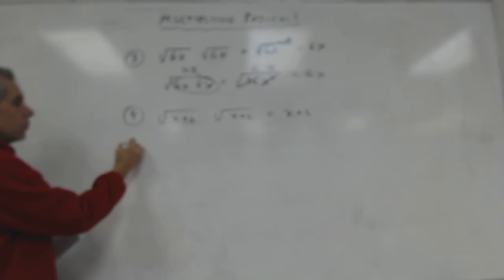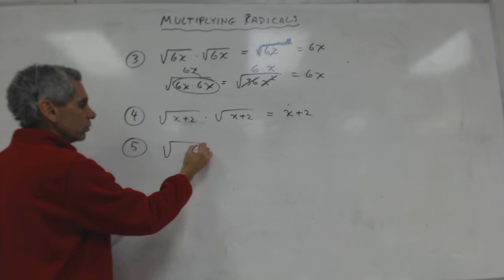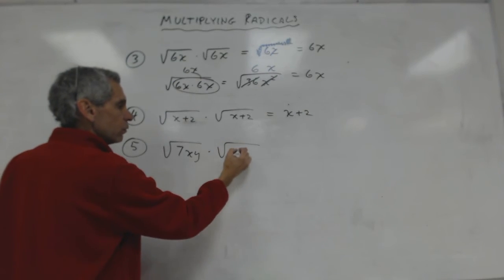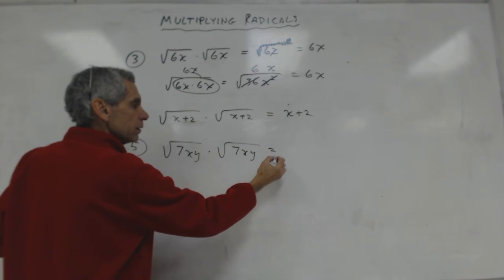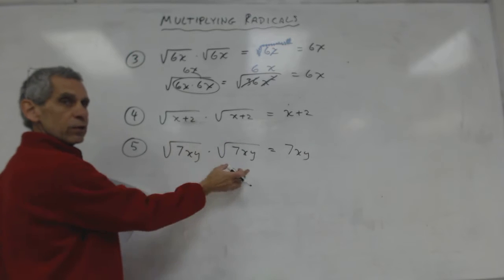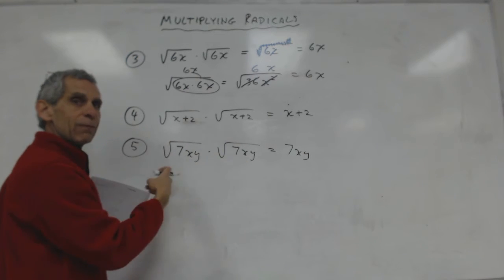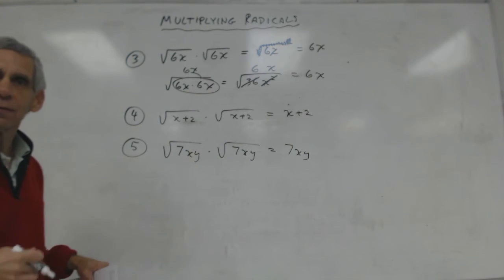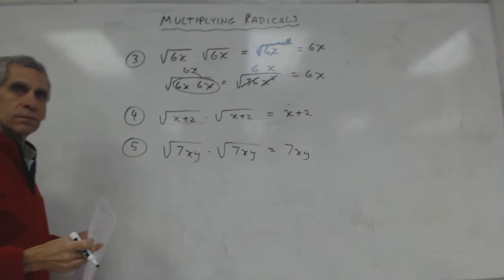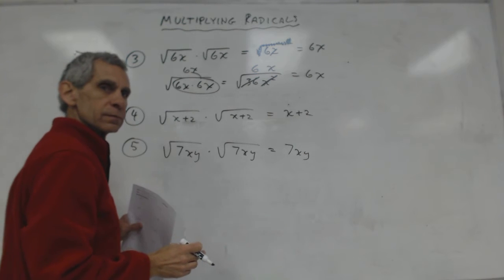Number 5. What is the square root of 7xy times the square root of 7xy? 7xy. Right? Because if I put them under the same square root sign, I'd have two of the same things, so they come out. What is the square root of 183x times the square root of 183x?